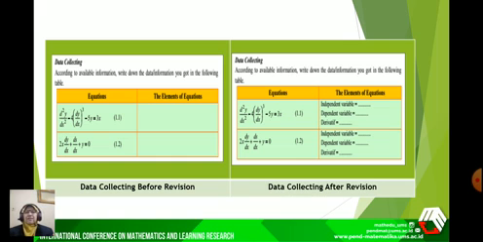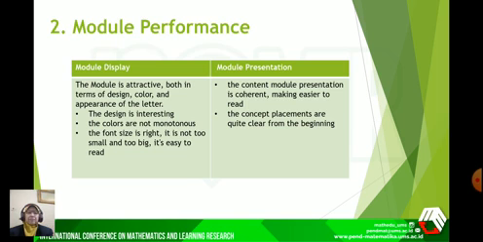The results of the interviews become evaluation material for the researcher to make improvements. This is an example of improvements that have been made by researchers based on the student comments in Discovery 1. And this is the data collection before and after revision. The second result is about module performance.